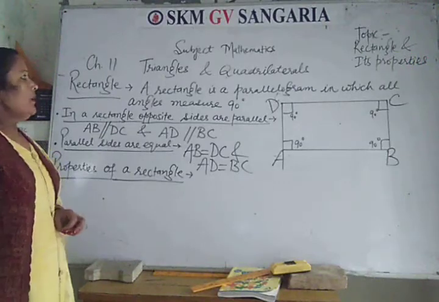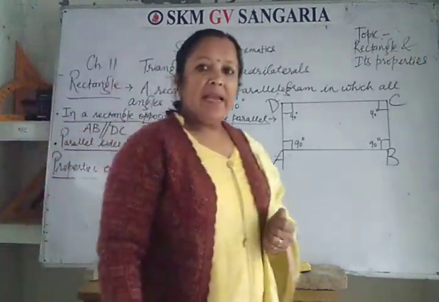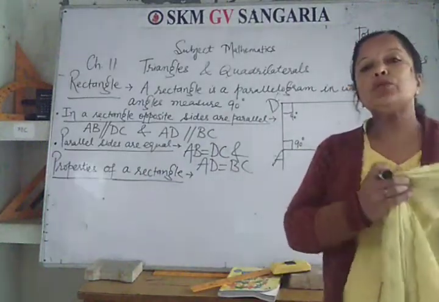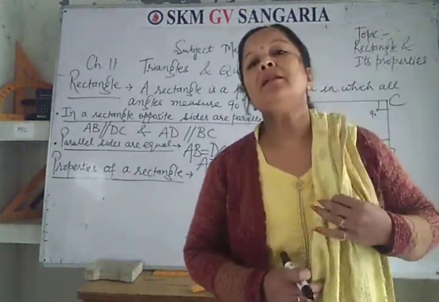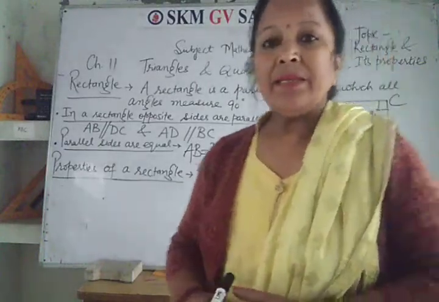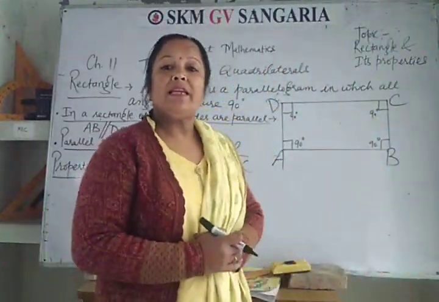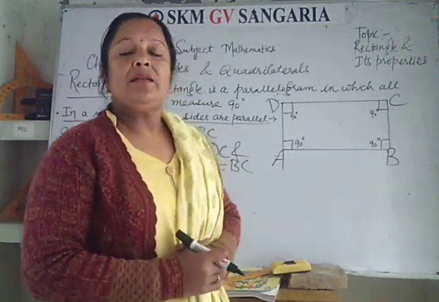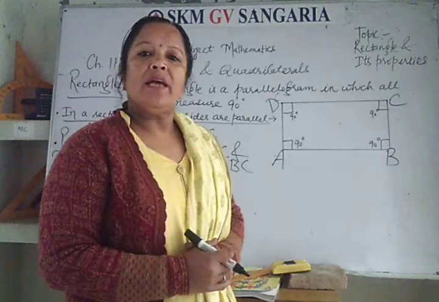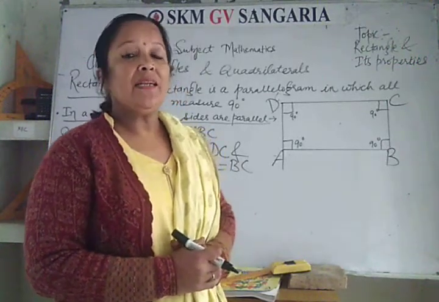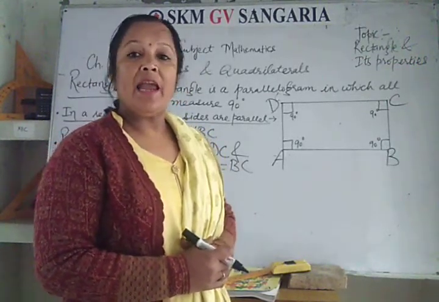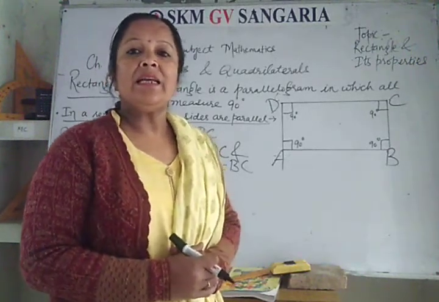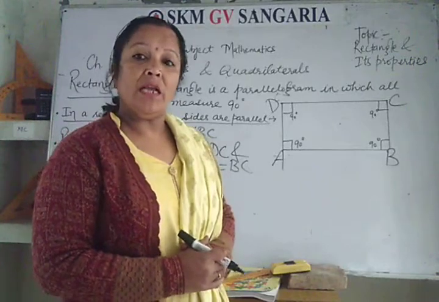We can say, in a rectangle, what is a rectangle first of all? This is also a type of quadrilateral. Quadrilateral means a four-sided closed polygon. As you know, in a quadrilateral, the sum of all the angles is 360 degrees. But in a triangle, the sum of all the interior angles is always 180 degrees.